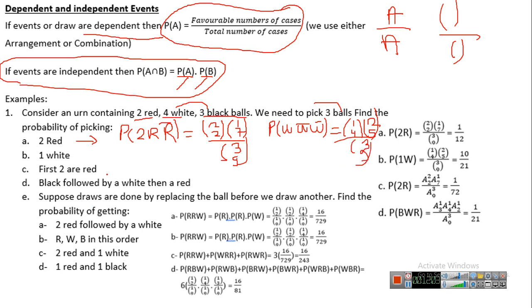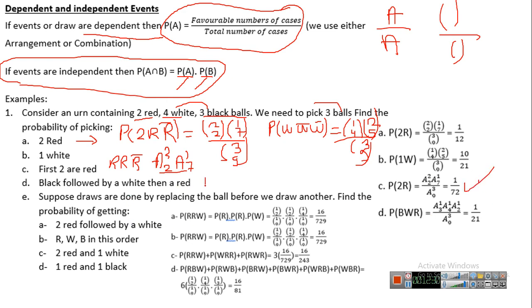I want the first 2 to be red. Here order is important, so it's arrangement. The first 2 are red. You want red, then not red, because here without replacement, it's dependent also. It will be arrangement. I want 2 red, 2 out of 2, and 1 not red. It can be a white or a black, so 1 out of 7 over total, which is, as you can see here, 3 out of 9.